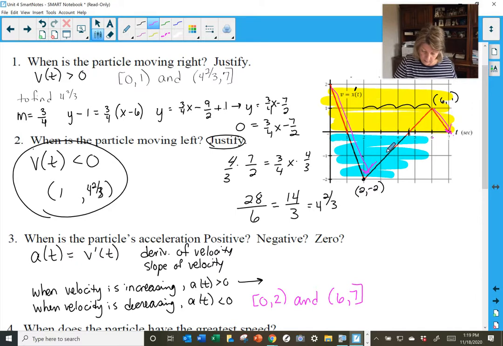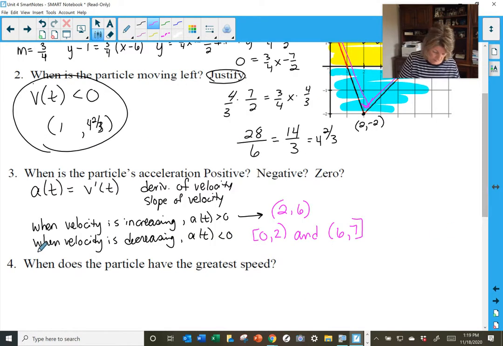When is it increasing? When we're moving this way. So on the interval from 2 to 6, and since they're interiors, I'm going to use open ones. And when is the acceleration 0? Well, I don't have any place where velocity is unchanged.